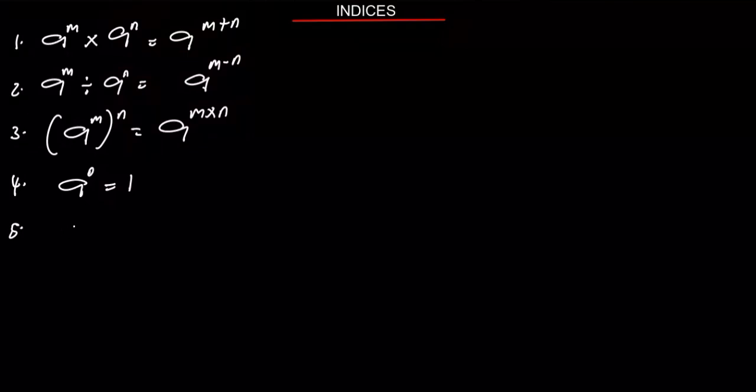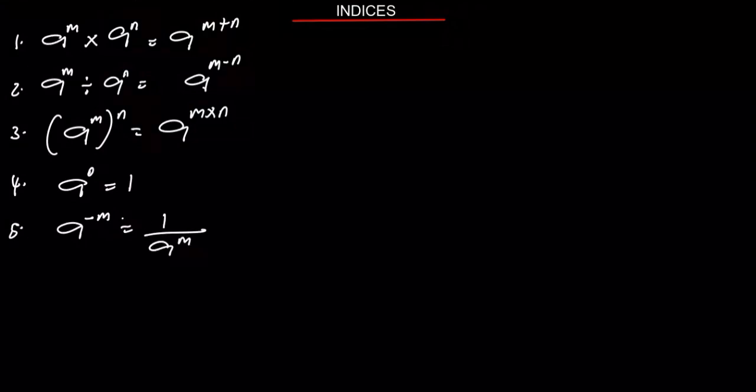Now, the next one: if I have a negative power, for example, a raised to power minus n, to get rid of the negative sign, you are going to say 1 over a raised to power n. What do you observe? The negative sign should change to 1 over, then you write what you have remaining, and that is it.